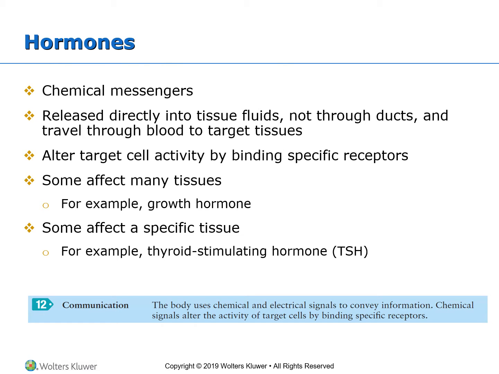At the level of specific tissues, the target cells will become activated by the hormones once the hormone attaches to a very specific area on the cell membrane, that is called a receptor. Some hormones may affect many tissues in our body, like the growth hormone, while other hormones will have a very specific tissue that will be stimulated, as in the example of the thyroid stimulating hormone, whose target tissue will be the thyroid tissue.